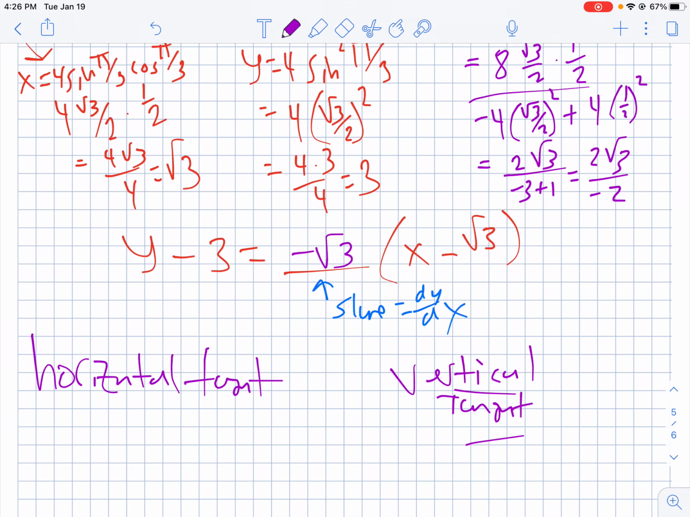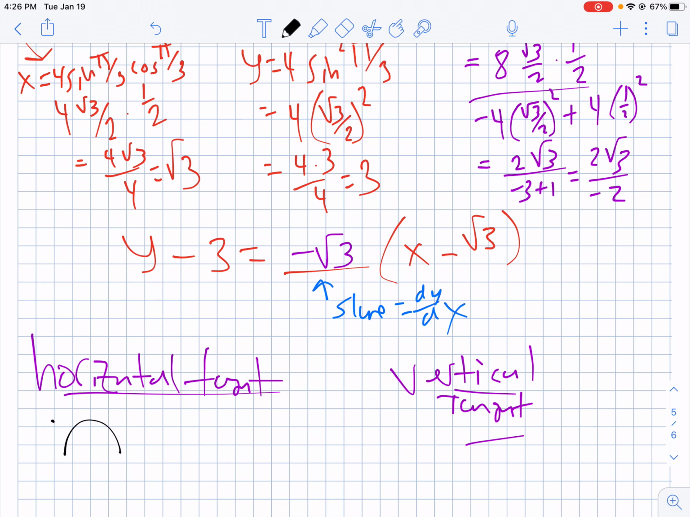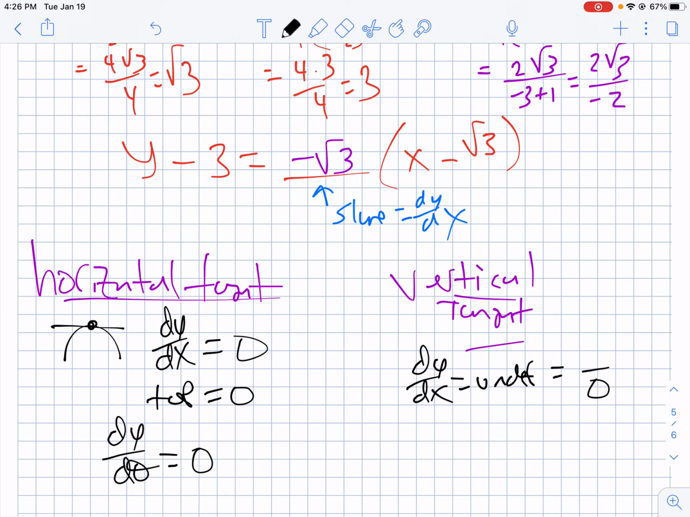And these cases are going to be the same as what we saw in parametric. So if you have a horizontal tangent, again, draw the picture in your head. What does that look like? That means that your dy dx equals 0. And if you have a fraction that's equal to 0, that means the top is 0. So that means your dy d theta is 0. If you have a vertical tangent, that means your dy dx is undefined, meaning it is something divided by 0. So that means the bottom is 0, so your dx d theta equals 0.